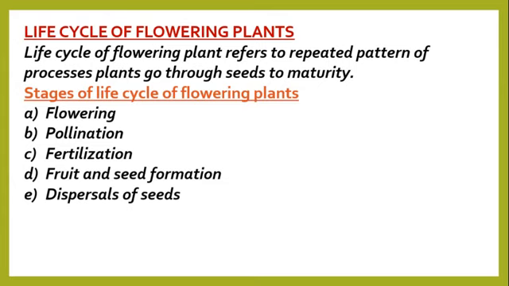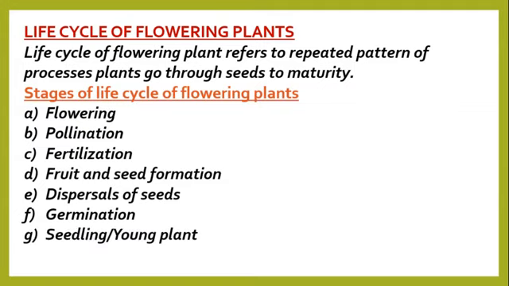After fruit and seed matures, the seeds are dispersed. And when the seeds find fertile ground with suitable condition, they germinate. From germination, a seedling or young plant is produced. This plant matures and flowers, and the cycle is repeated. Hence the name life cycle of flowering plants. So take note of the order in which the stages of life cycle are presented.